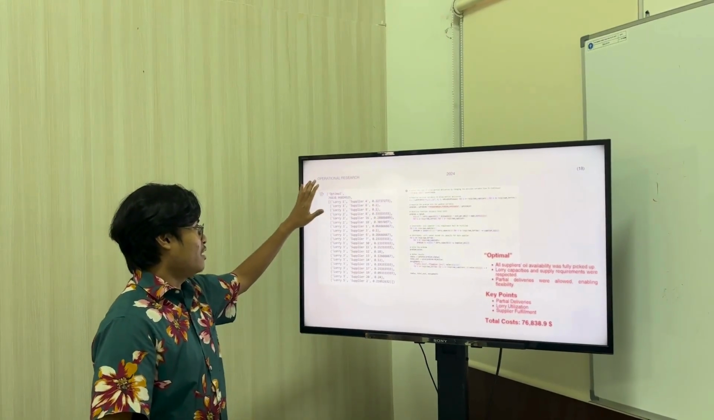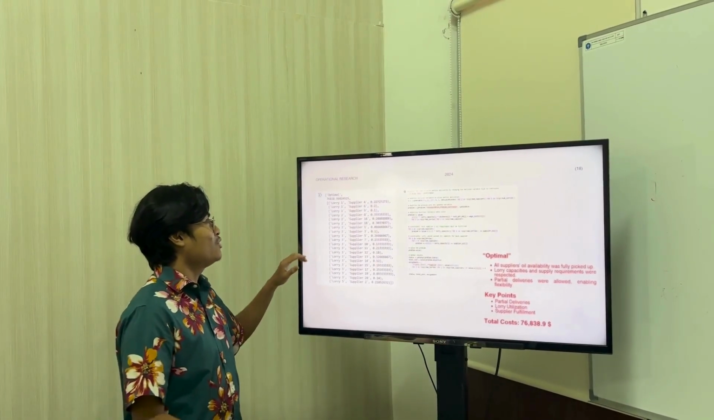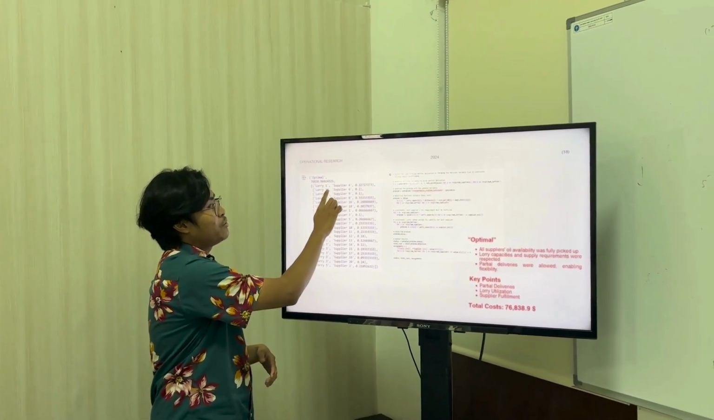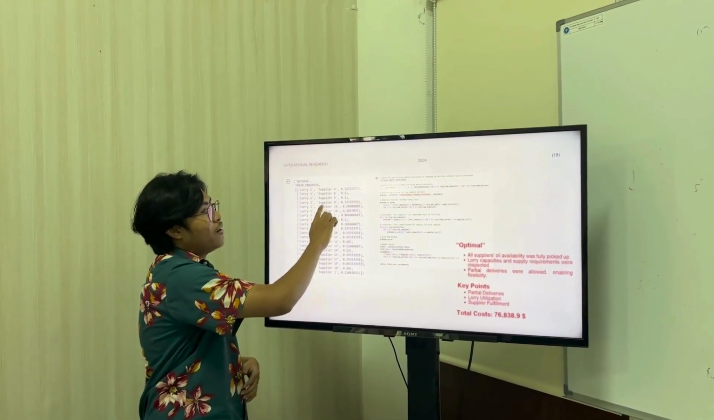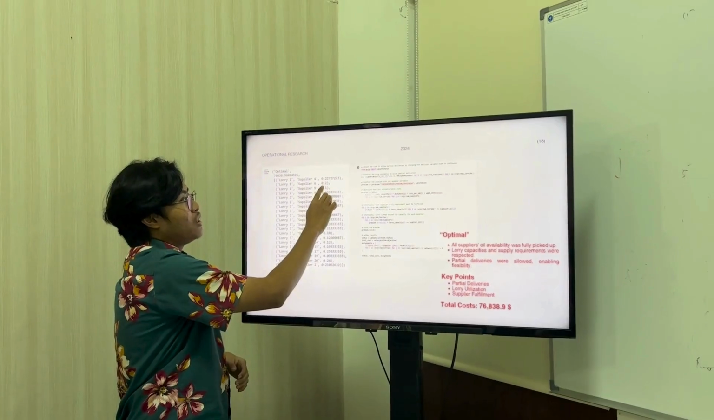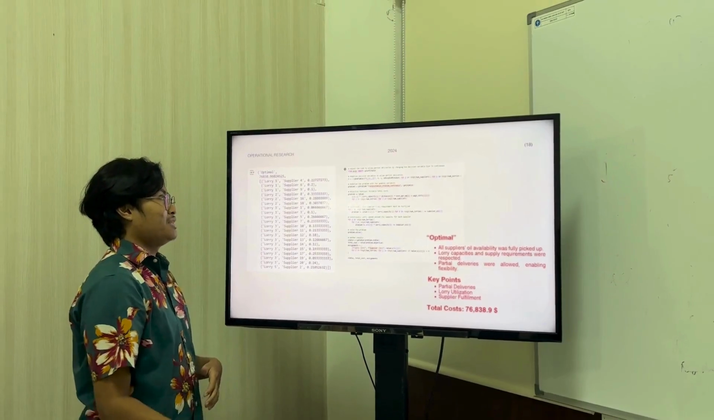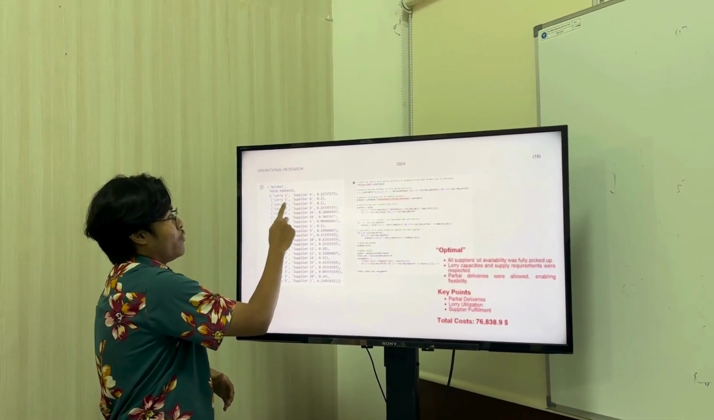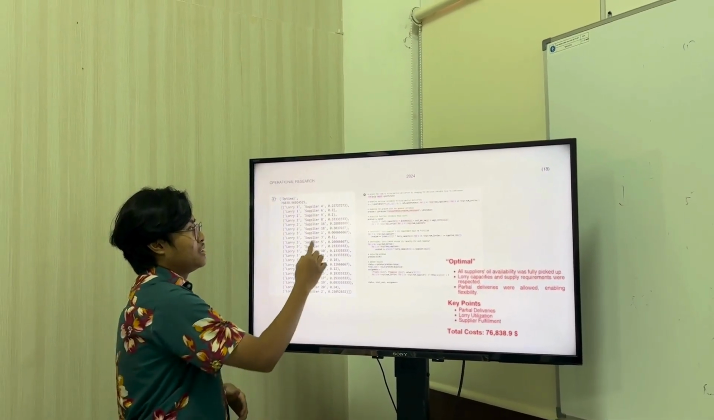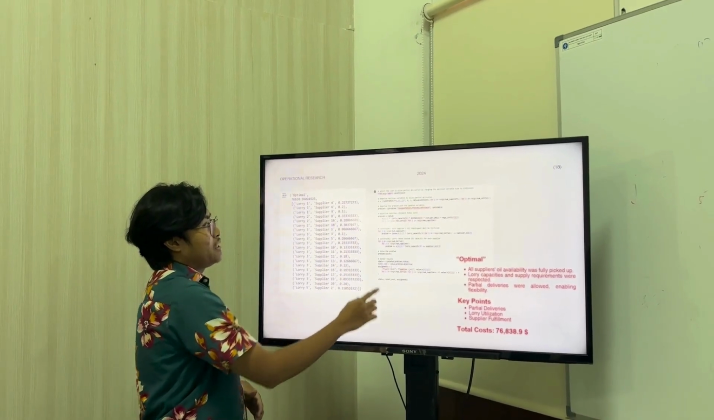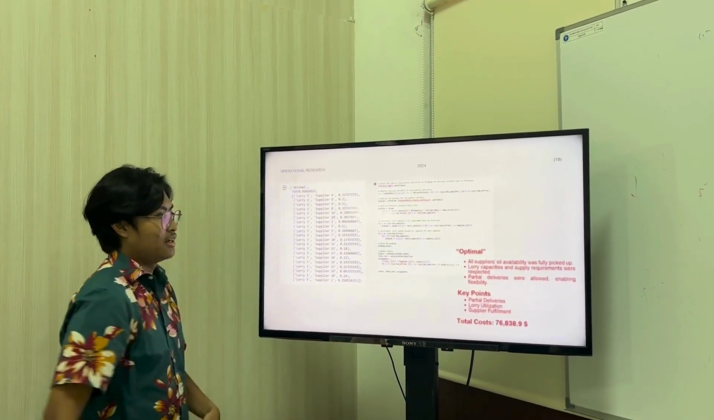So here I will interpret this result for you. As we can see here, lorry 1 is assigned oil 4, and it will be using only 22.7% of its capacity. It will also be assigned to supplier 6 using 20% of its capacity. Same goes for the others.